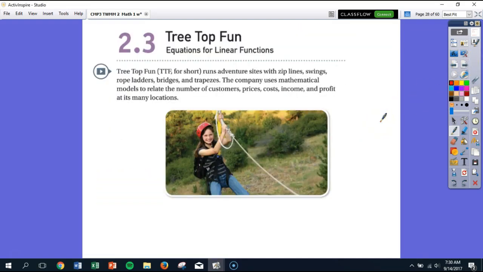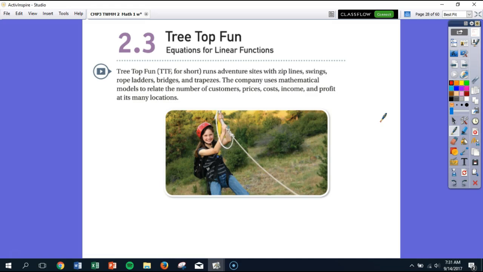We're dealing with Treetop Fun. This is much like the place up in Keystone that has the zip lines and the ropes and all of that stuff. We're dealing with equations for linear functions here. Treetop Fun, or TTF for short, runs adventure sites with zipline swings, rope ladders, bridges, and trapezes. The company uses mathematical models to relate the number of customers, prices, costs, income, and profit at its many locations.